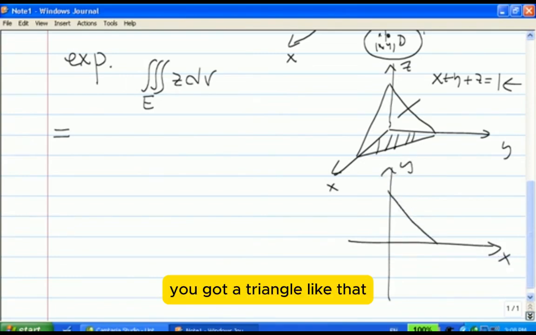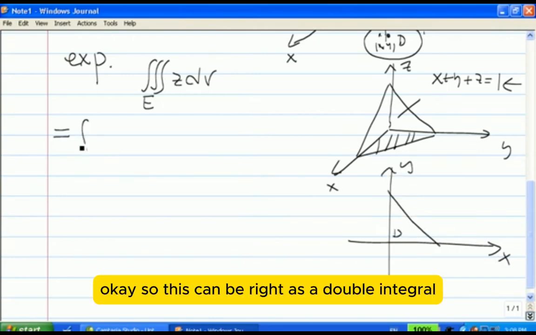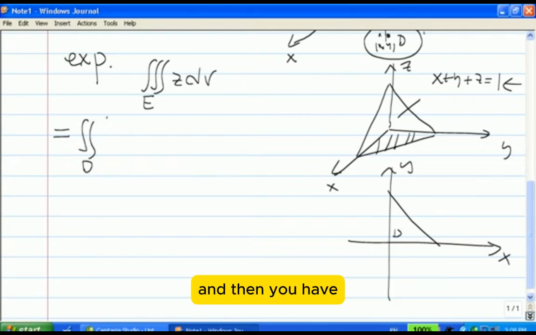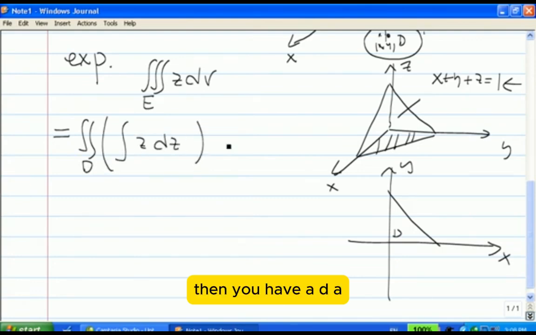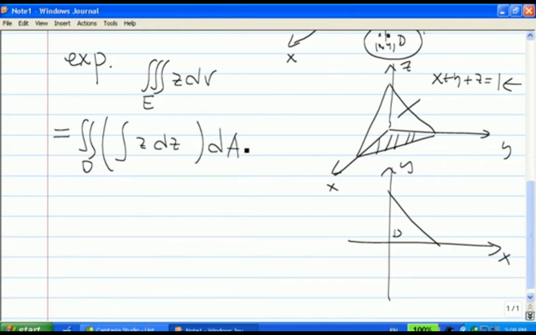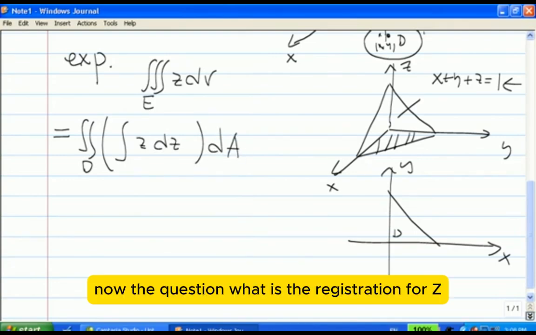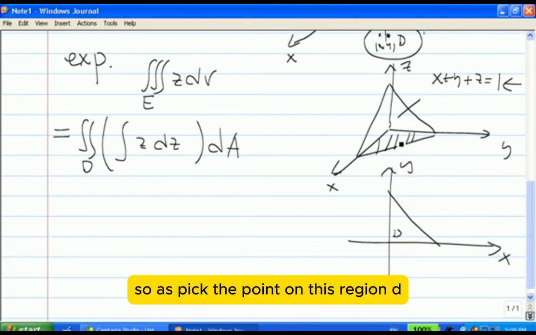You got a triangle like that. That's our D. Okay, so this can be written as a double integral, and then you have dz, then you have dA. Now the question, what is the restriction for z? So let's pick a point on this region D. Then just make a line like this.